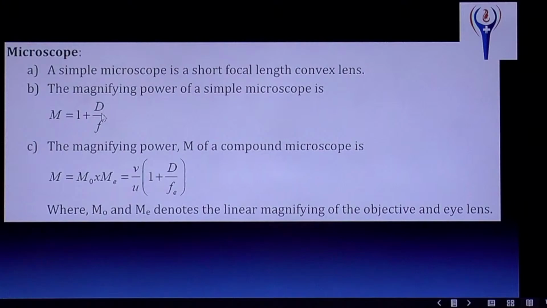Below or less than 25 centimeter, our least distance of distinct vision, that adjustment of the focal length, which we call the power of accommodation, will be disturbed. That also leads to defects in the eyes.